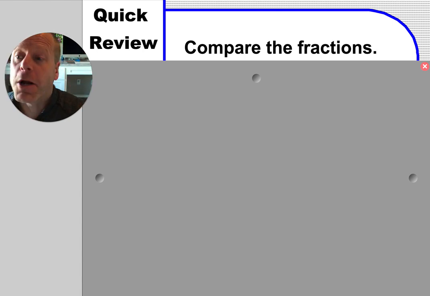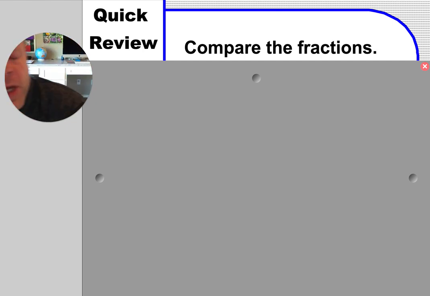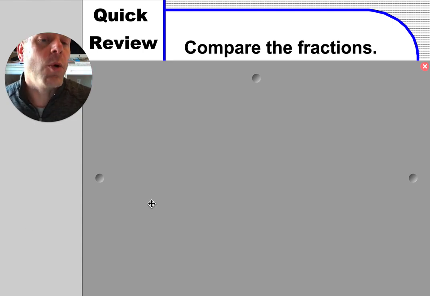Compare the fractions. Okay, so if you remember, you have to imagine a big long candy bar. Someone is going to break this candy bar into pieces. So you have one whole candy bar that is now being broken into smaller pieces, so it's less than a whole thing. So a fraction is a part of a whole.